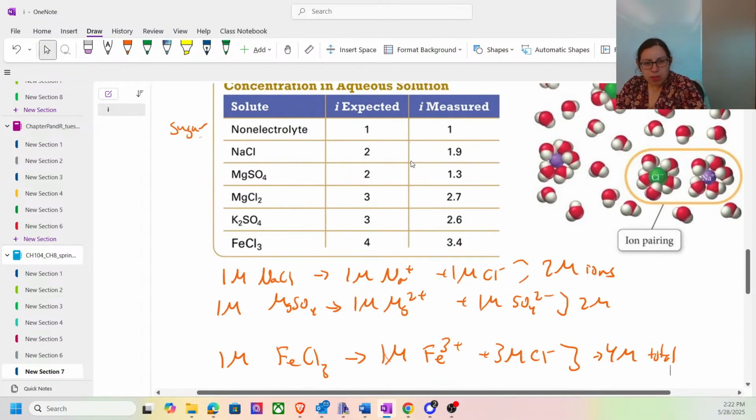One thing that you might notice, if we were to do the light bulb experiment and do a 1 molar solution of sodium chloride versus a 1 molar solution of iron 3 chloride, I would expect this one to be brighter, just because it has more ions in solution.